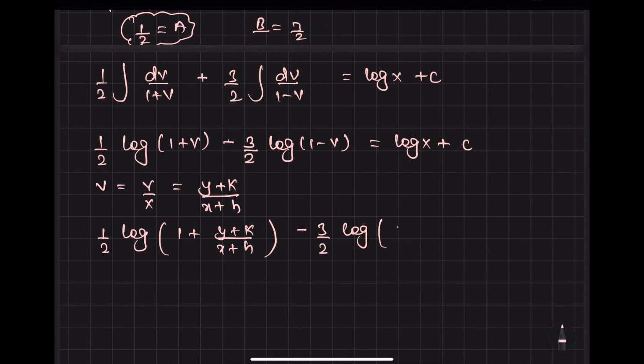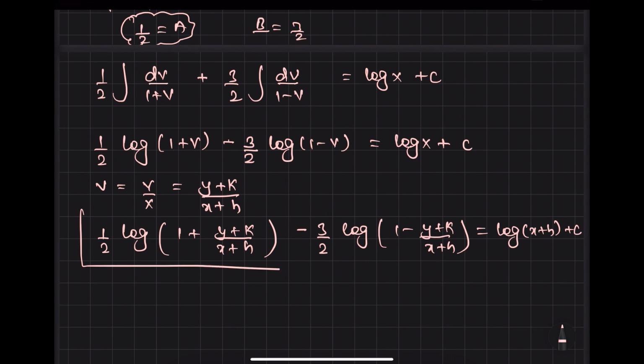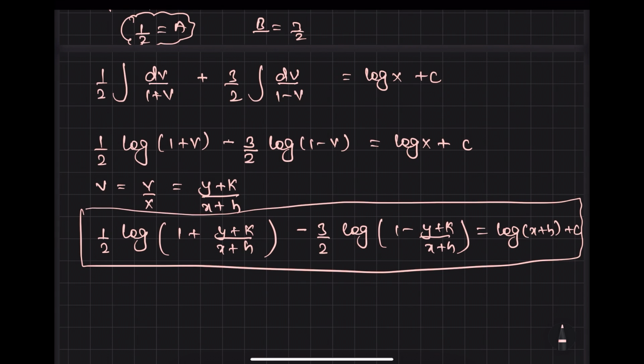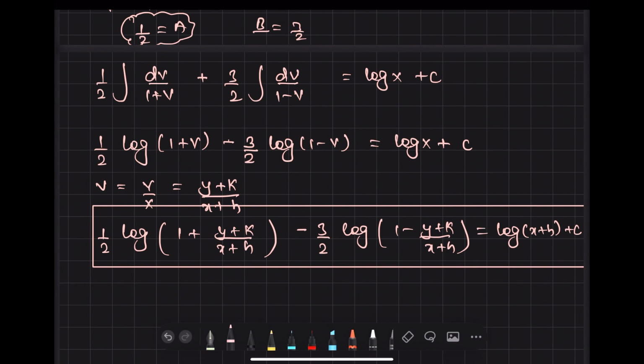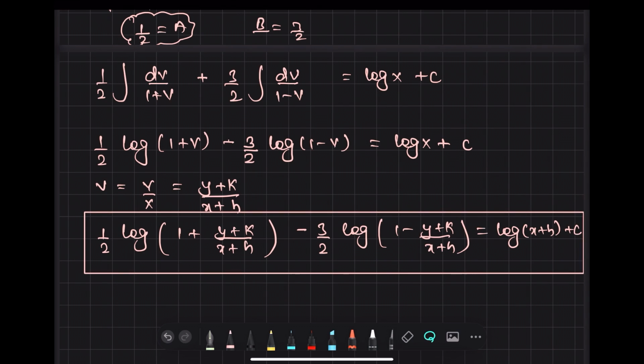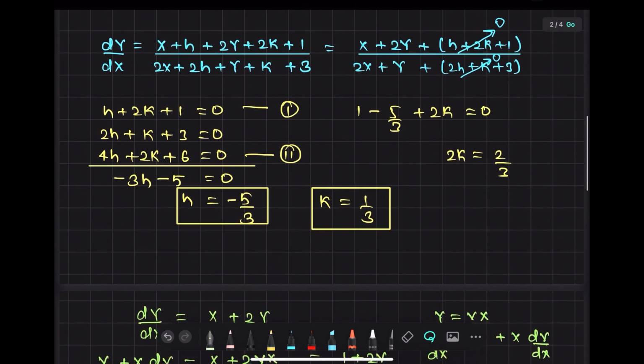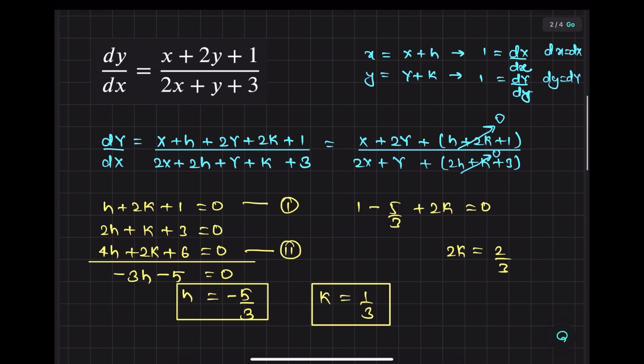Okay, log 1 minus y plus k upon x plus h is equal to log x. X is what? X plus h plus integration constant c. Now you have to replace h and k because you have already calculated value of h and k. Okay, so this is how we will solve these kind of questions. I hope the idea is clear and you guys can handle similar situations.